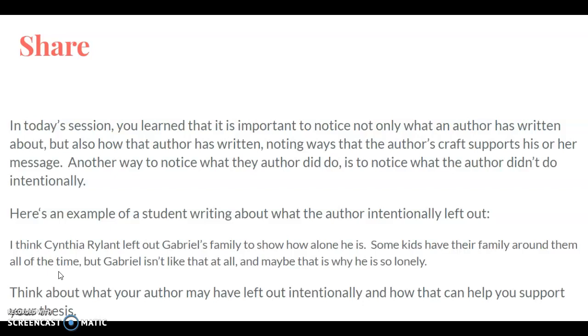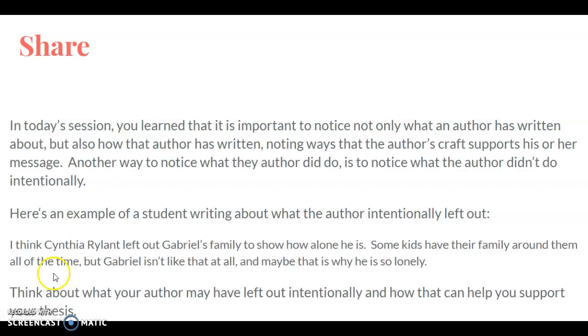Here's an example. I think Cynthia Rylant left out Gabriel's family to show how alone he is. Some kids have their family around them all of the time, but Gabriel isn't like that at all, and maybe that is why he is so lonely. So think about what you or your author from the story that you are using may have left out intentionally, and how that can help you support your thesis.